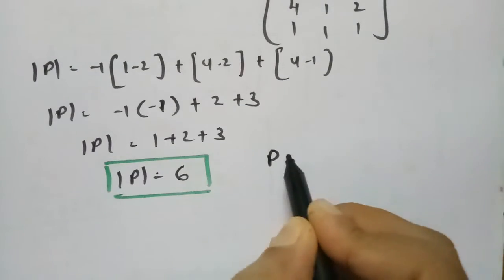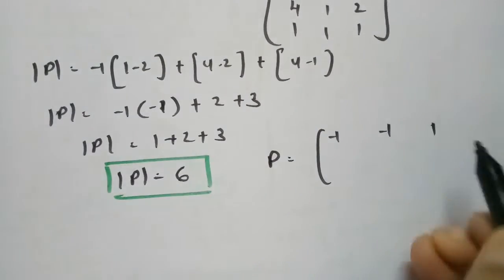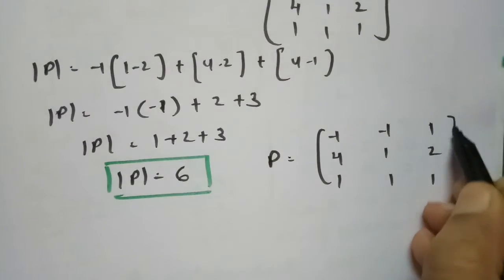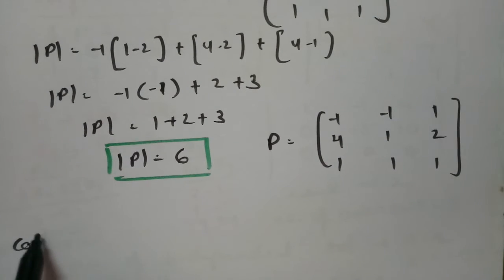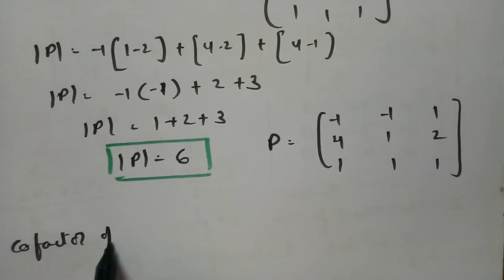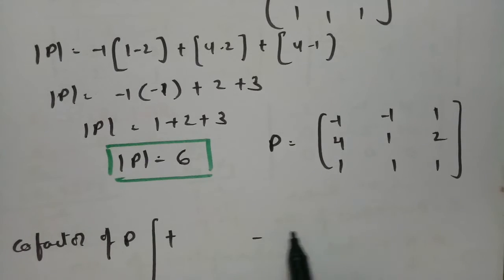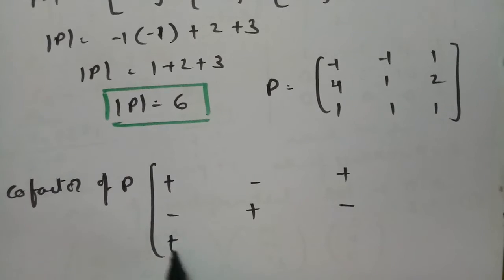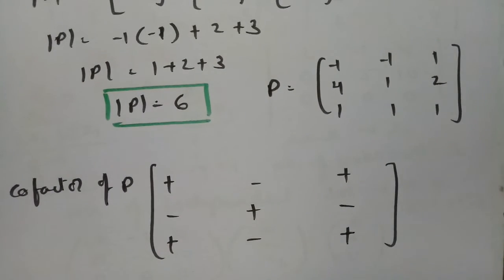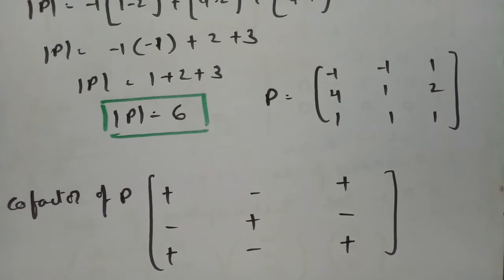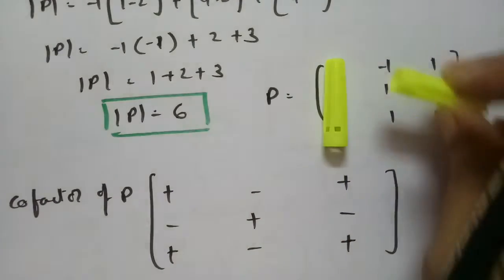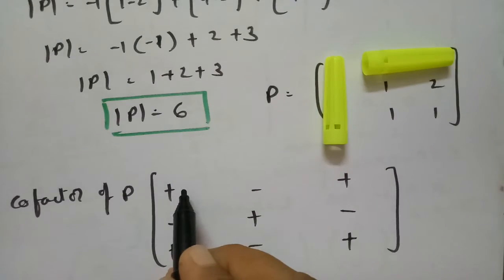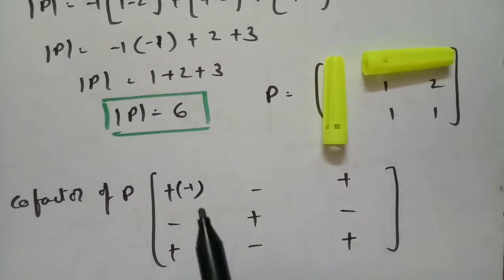And P is equal to, see here, minus 1, 1; 4, 1, 2; and 1, 1, 1. So we have to find the cofactor of P. For the cofactor of P, the sign pattern is plus, minus, plus, minus, plus, minus, plus, minus, plus. For the first position, minus 1, we close this row as well as this column, so this will be 1 minus 2, which is minus 1.